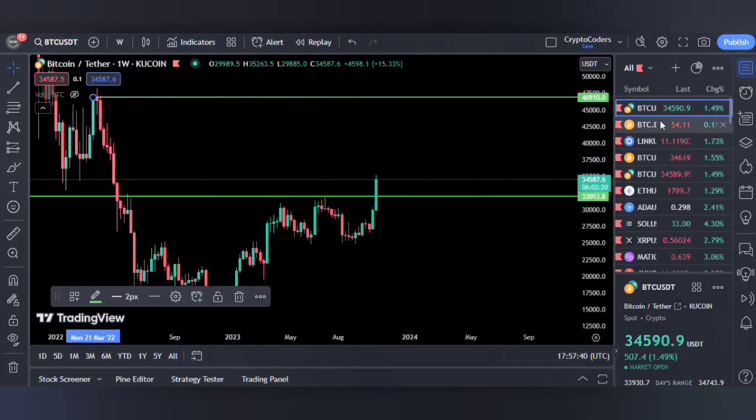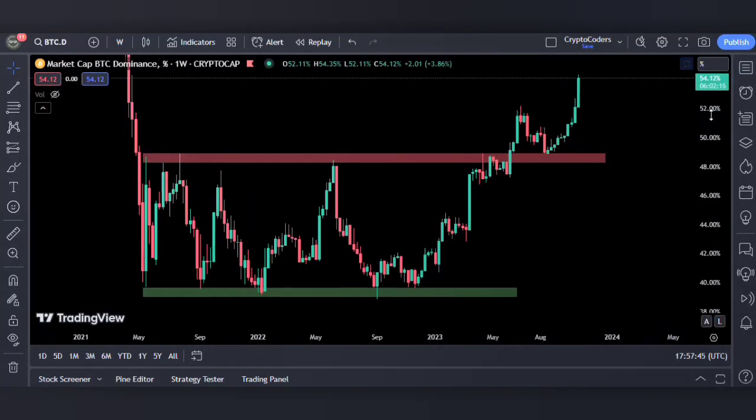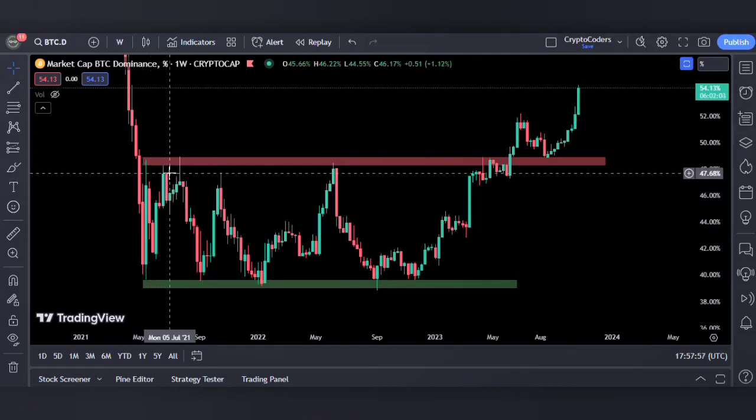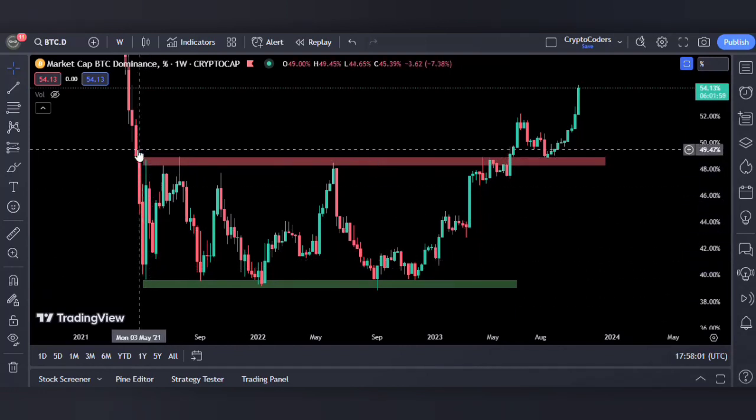For our second example, we'll take the chart of Bitcoin dominance. You can see there was a reaction from down here towards the upside. This could be a potential support, and when it came back up, you saw that there was a reaction towards the downside. So potential support and resistance.